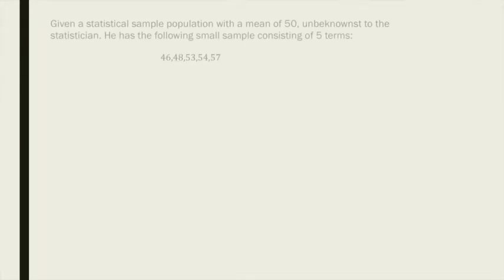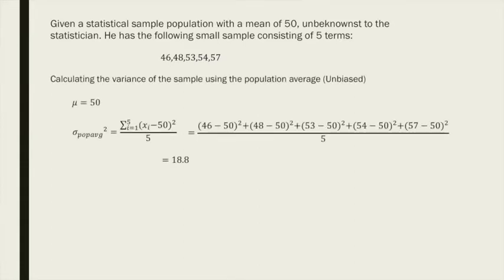Now, let's assume that within a population of infinite values, a statistician was given 5 values of 46, 48, 53, 54, and 57. Unbeknownst to him, the average or the mean of the entire population is 50. Because the population mean is known, an informal population variance can be calculated, which is the average of the squared differences between the sample values and the population mean. As the population mean is known, this is unbiased as it accurately represents the spread of data from the population mean. In this example, it is derived to be 18.8.